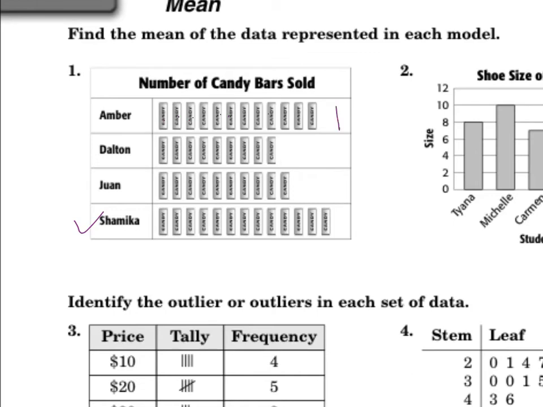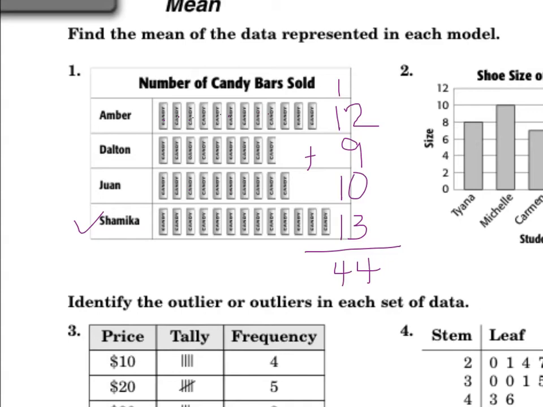That Amber has 12. Dalton has 9. Juan has 10. And Shamika has 13. Okay, so what's the first step? Add them together. That's going to make 44. So you have 44 candy bars all together.